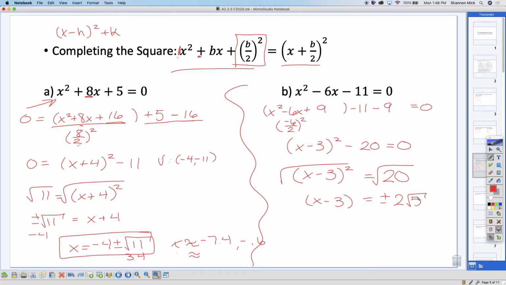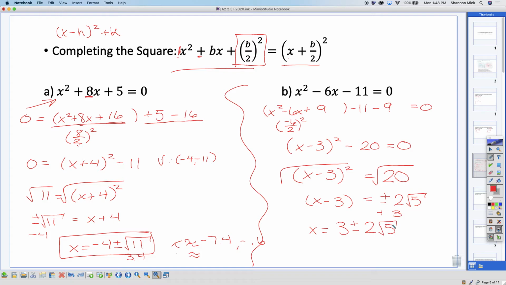I'm sorry, using our geometry here. Okay, now what? Well, I think we just add 3 to both sides. It'll be a plus. So we have x equals 3 plus or minus 2 square root of 5.